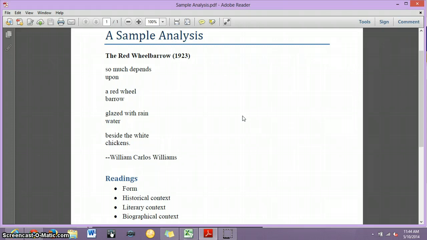Okay, so if you find meaning in this poem, according to the modernists, it's coming from you, not the poem, not the author. It's coming from you. Okay, and that's probably my favorite reading of this poem.